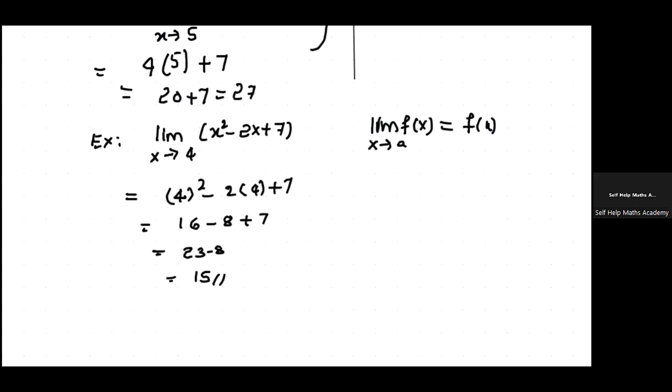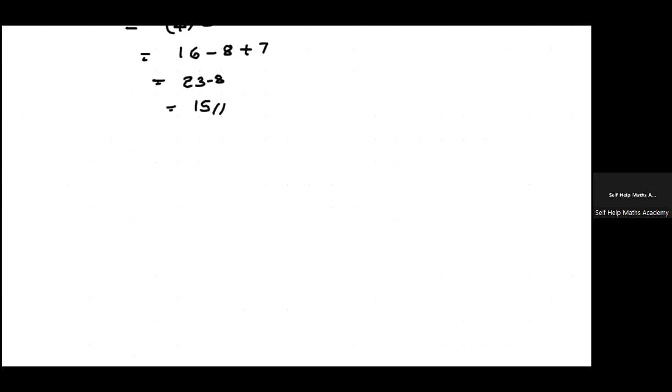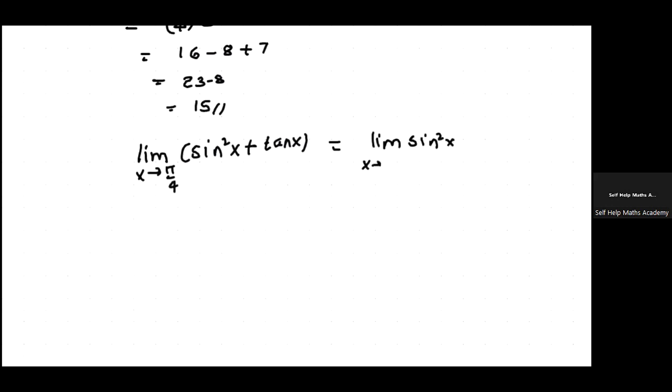Okay, so similarly, let me take another example. Say limit of sine square x plus tan x as x is tending to pi by 4. Again, I can write it as limit of sine square x as x is tending to pi by 4 plus limit of tan x as x is tending to pi by 4. So wherever x is there, I'm going to substitute pi by 4.